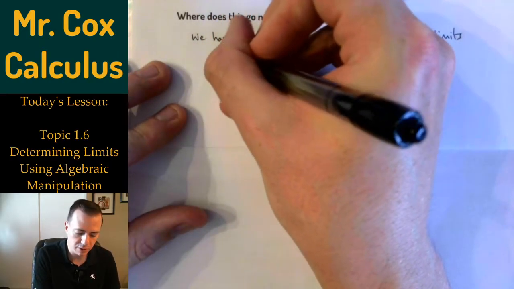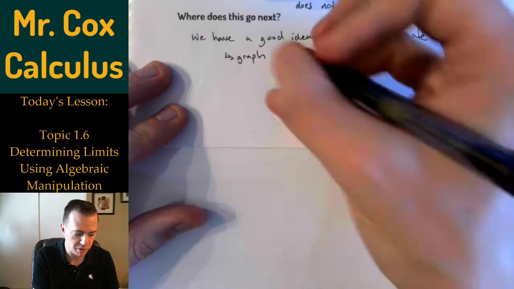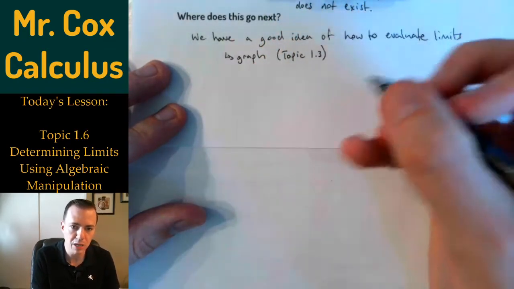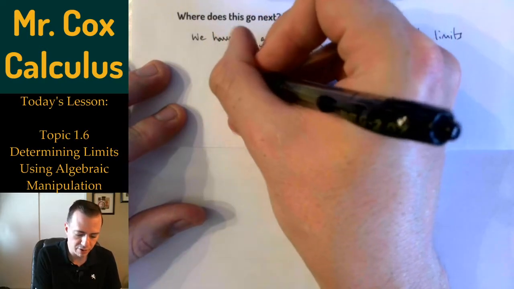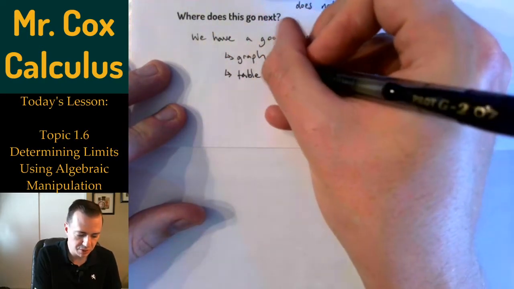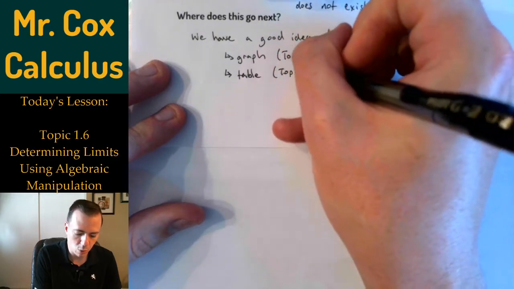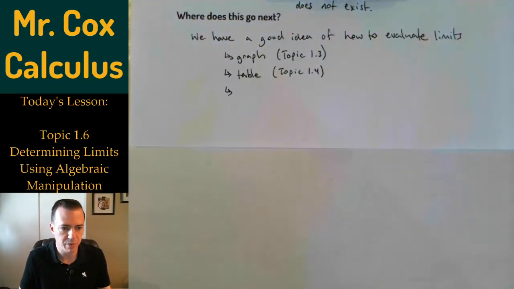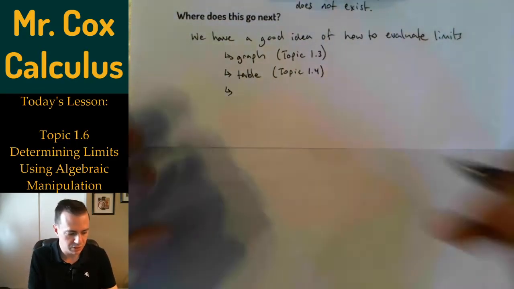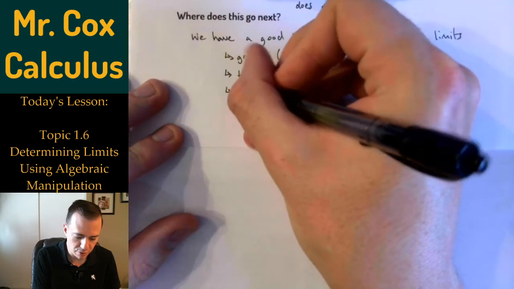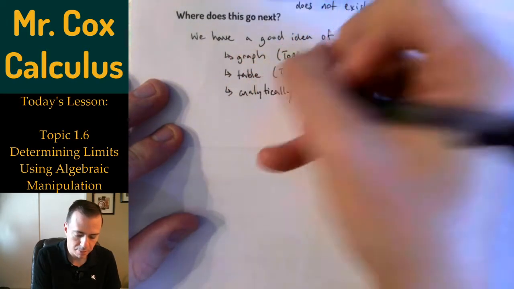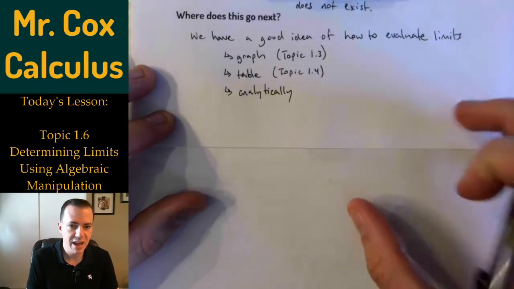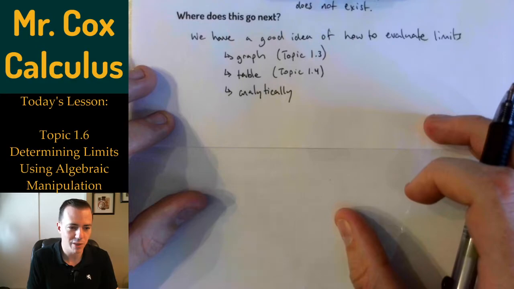We learned, just to recap, how to do it from a graph. That was presented to us in topic 1.3. We know how to do it from a table. That was presented to us in topic 1.4. And now, through our algebraic properties from the previous topic and what we learned today, we also now know how to do them analytically using our algebraic properties.